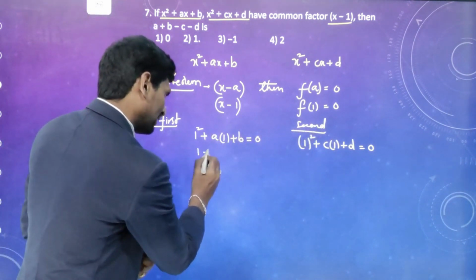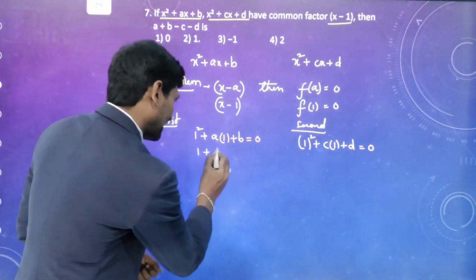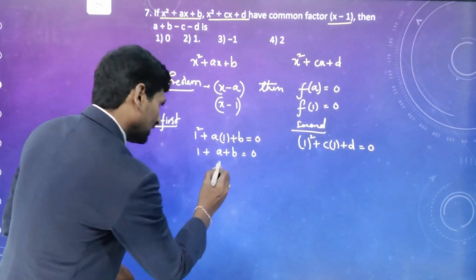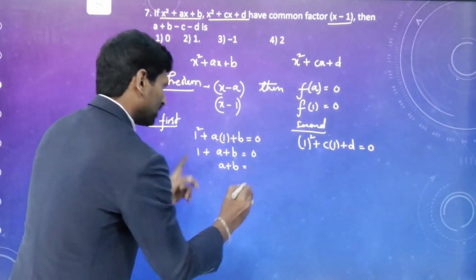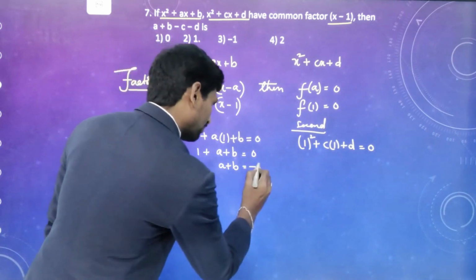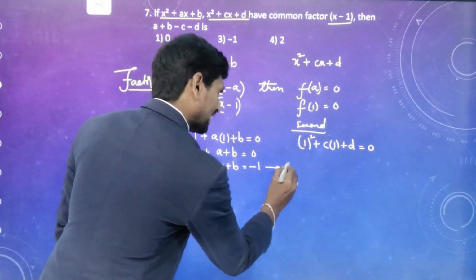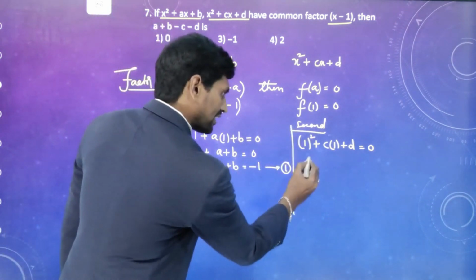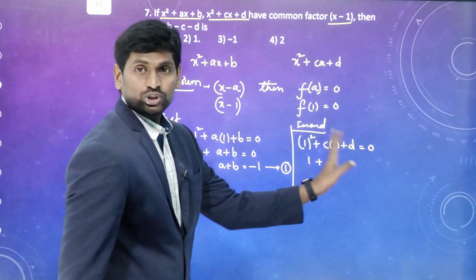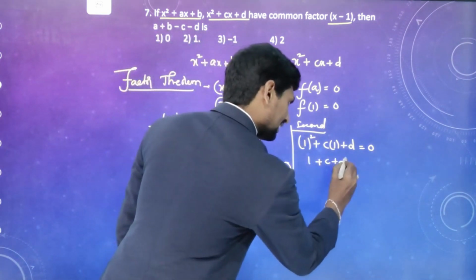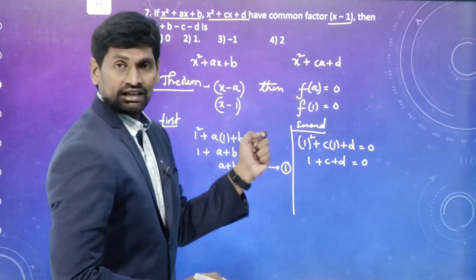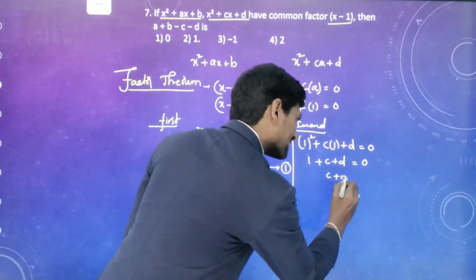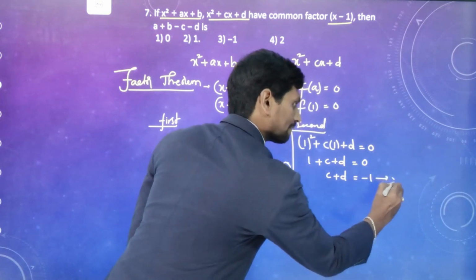1 square value is 1, and a into 1 is a, plus b equals 0. That means the plus 1 you transpose to that side, it will be minus 1. So simply you can identify a plus b value is minus 1. In the same way here, 1 square value is 1, c into 1 is c, plus d equals 0. Same way, transpose plus 1 to that side, then we will get c plus d equals minus 1.